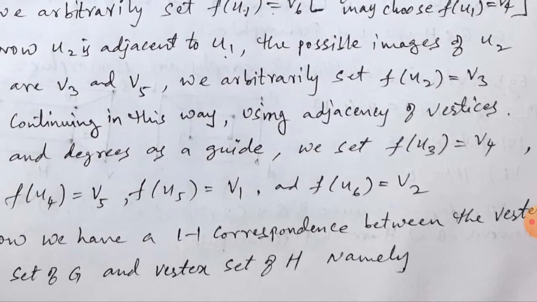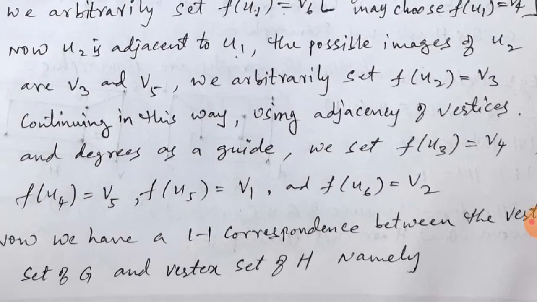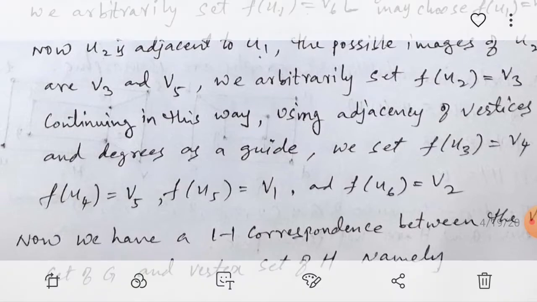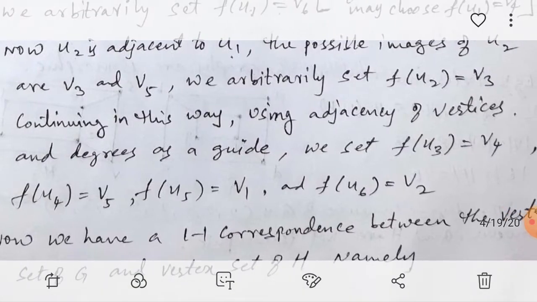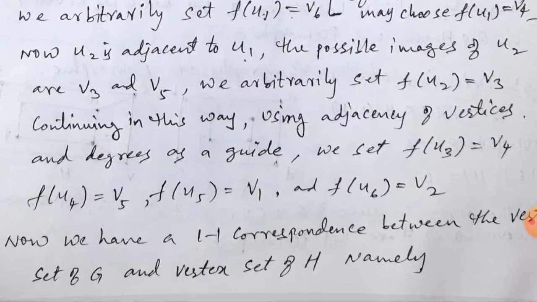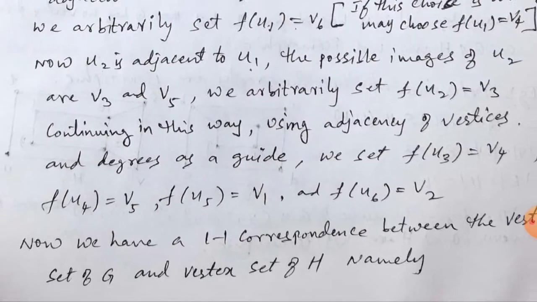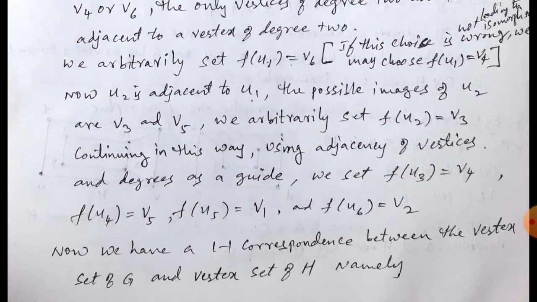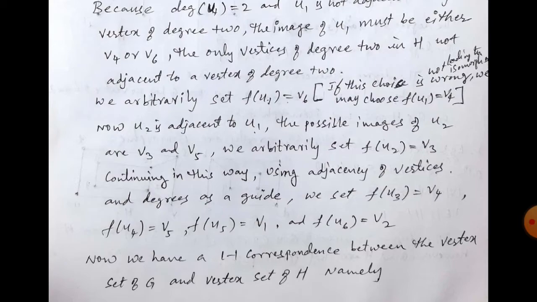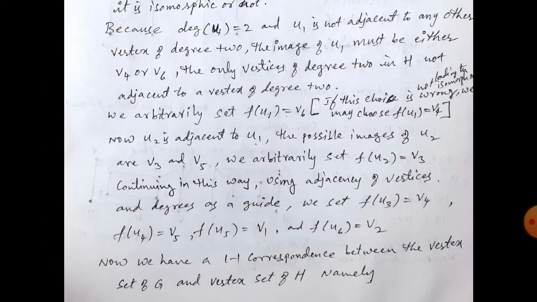Ultimately U3 is matched to V4 and U4 matched with V5, U5 image is V1, U6 image is V2. So under F we are matching this. Now we have a one-to-one correspondence between the vertex set of G and the vertex set of H. Namely, that means how we will check this is one-to-one correspondence.